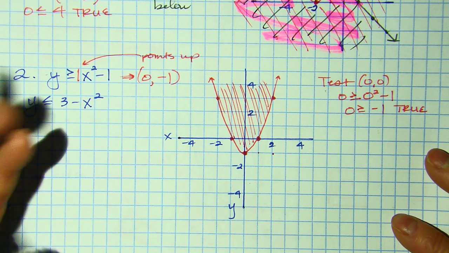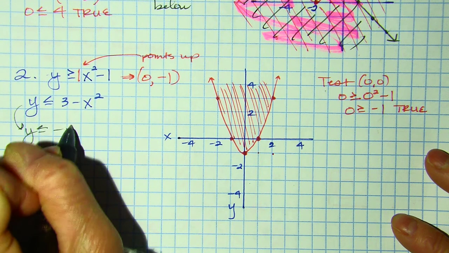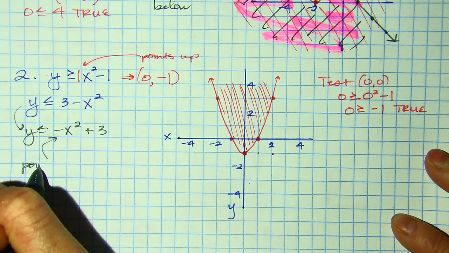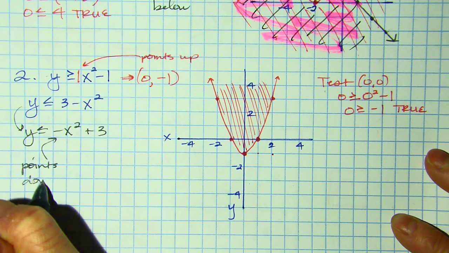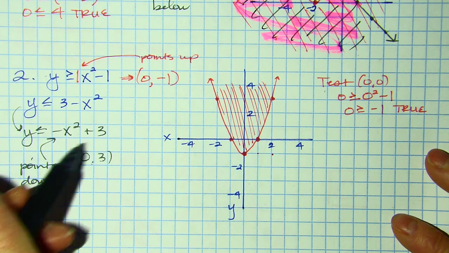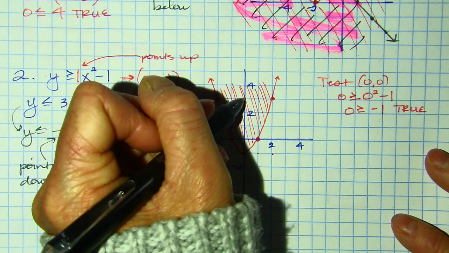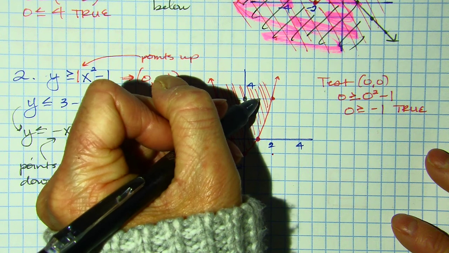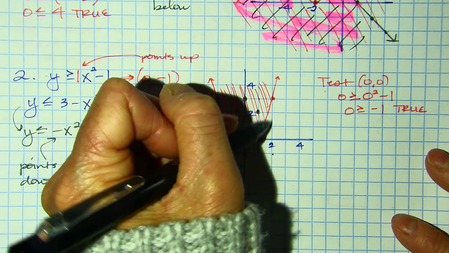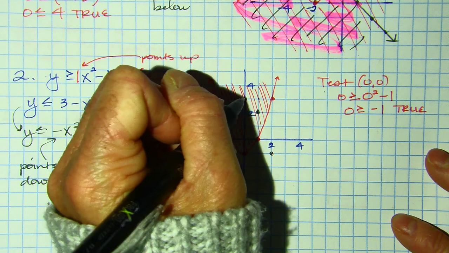The bottom, I'm going to rewrite this. So y is less than or equal to negative x squared plus 3. That means it points down. And my vertex is at 0, 3 because this just means the graph has been shifted up 3. It points down, so if x is 1, 1 squared, go down 1. If x is 2, go down 4. I'm going to reflect those across.